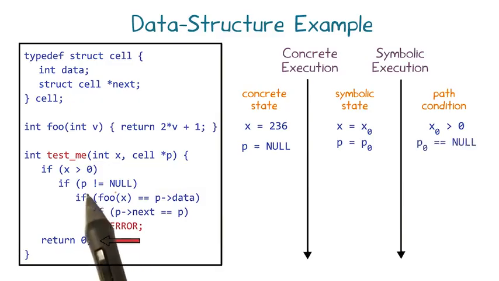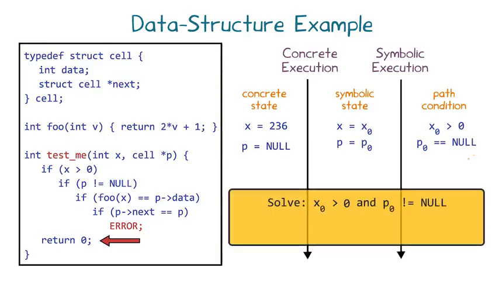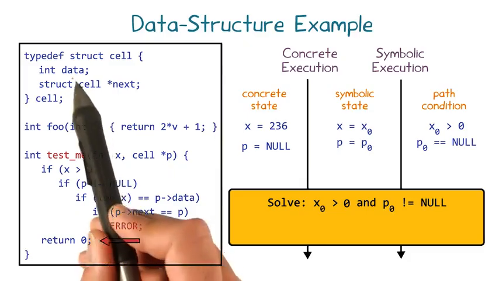DSE stores the negation of this condition as p0 equals null in its path condition. As always, since the function has terminated, DSE will negate the most recently stored constraint in the path condition and then pass the conjunction of all the constraints in the resulting path condition to the solver. The solver will attempt to find values for x0 and p0 satisfying x0 greater than 0 and p0 does not equal null. In this case, the solver will need to allocate memory for a cell data structure and then generate values for the members of that cell.